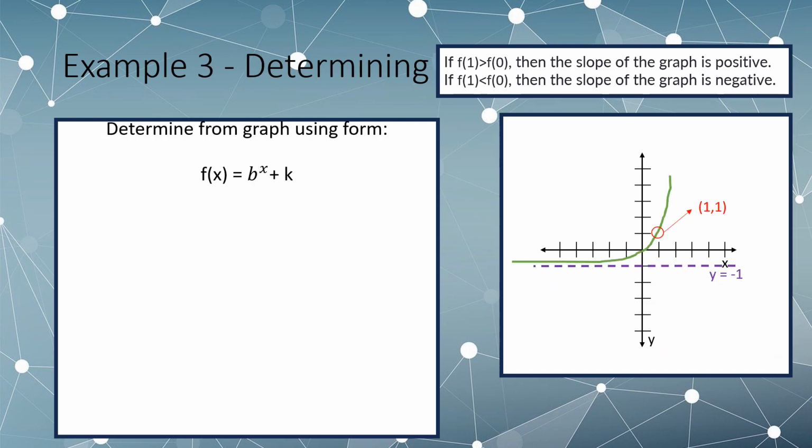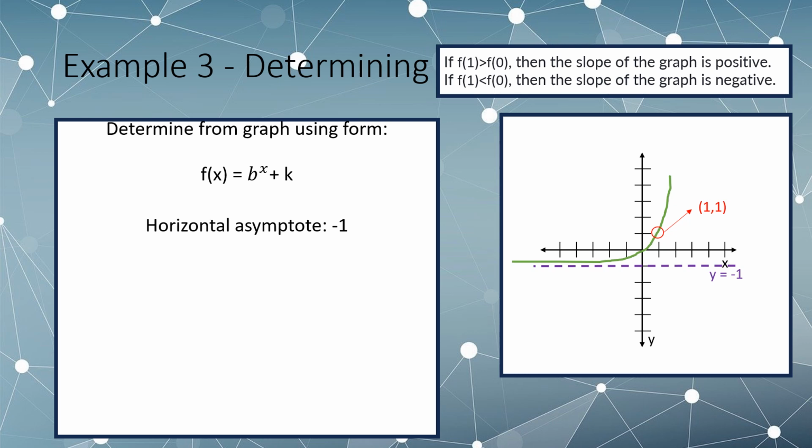For this last example, we're going to look at determining a function from a graph. And as I said, we're just focusing on that basic function of f of x is equal to b to the power of x plus k. We're not worrying about any dilations at the moment. So our function over here, straight away we can see its asymptote is y equals -1. So we're going to know that's our k value straight away.